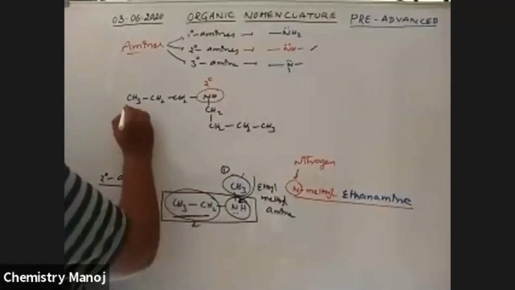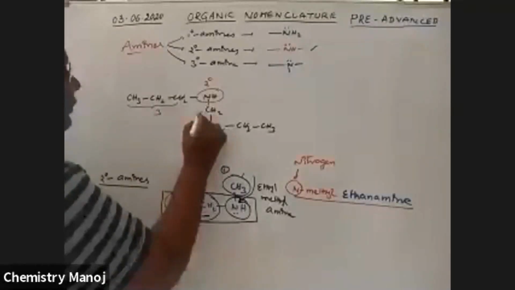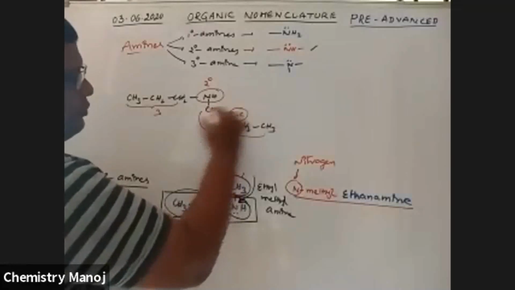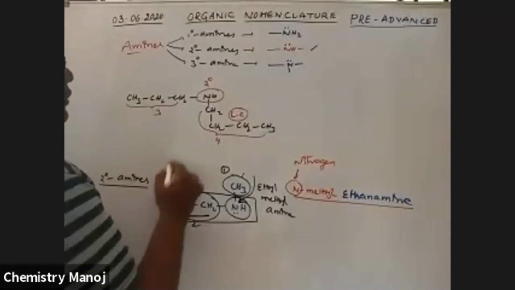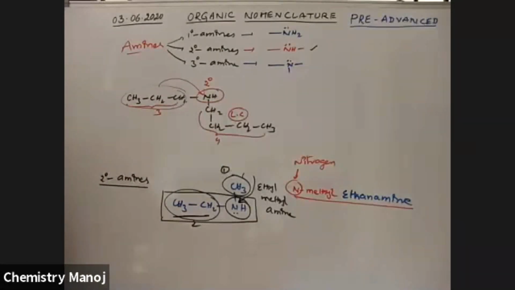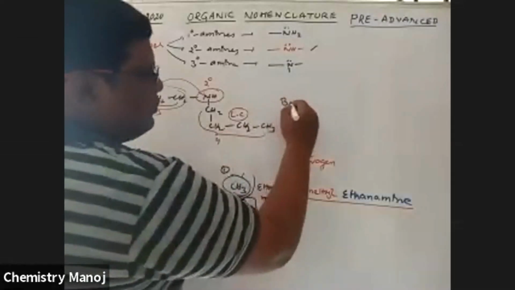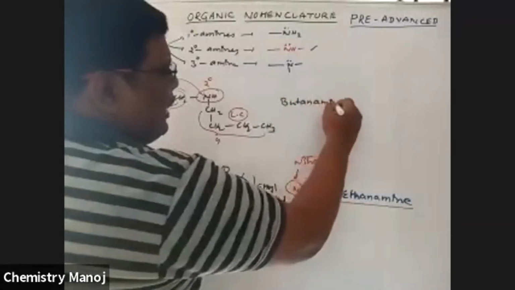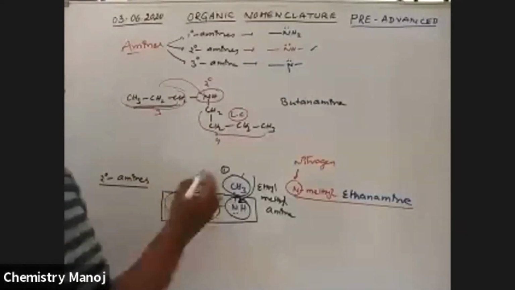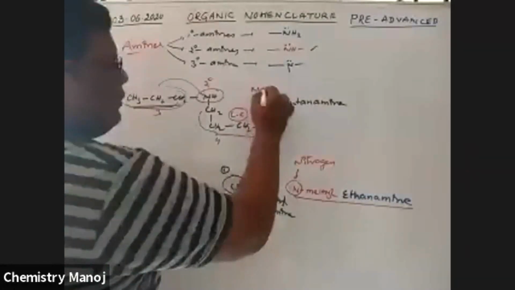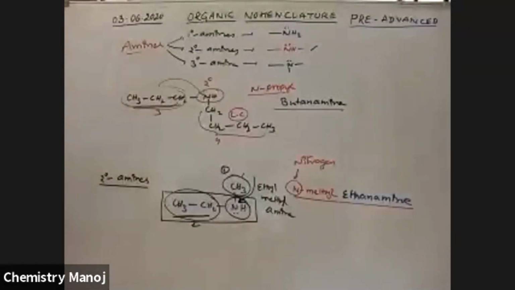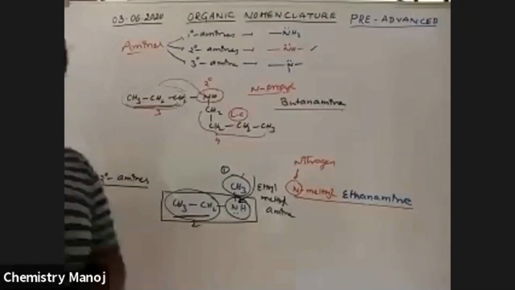Now, one chain is a 3 carbon chain and the other is a 4 carbon chain. The parent should be the longest chain. Therefore, the 3 carbon chain is a substituent to this nitrogen. The parent name is butanamine. At nitrogen, the 3 carbon group is attached, that is the propyl group, so N-propyl. N-propyl butanamine is the IUPAC name of this compound.